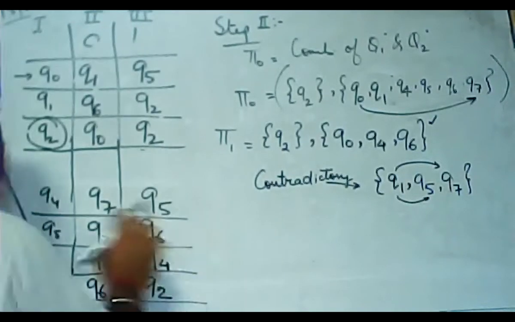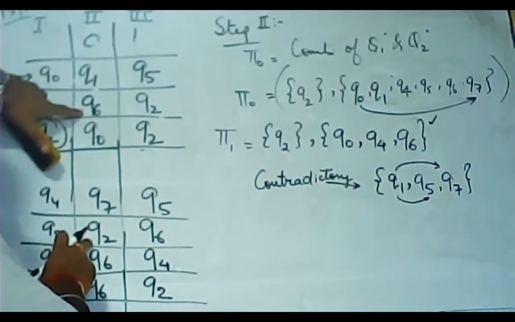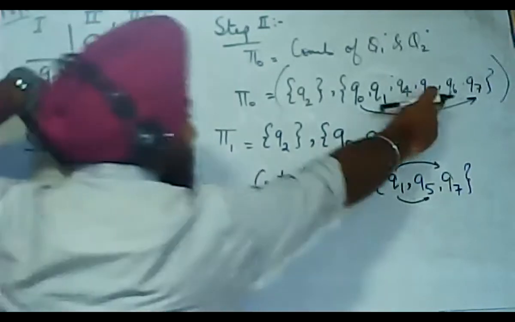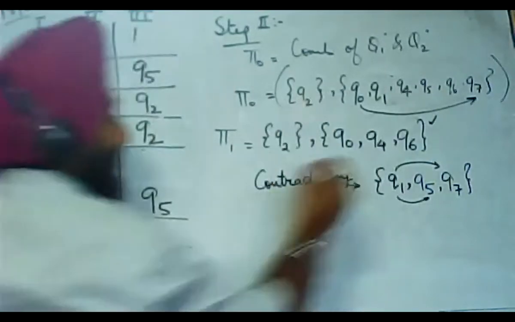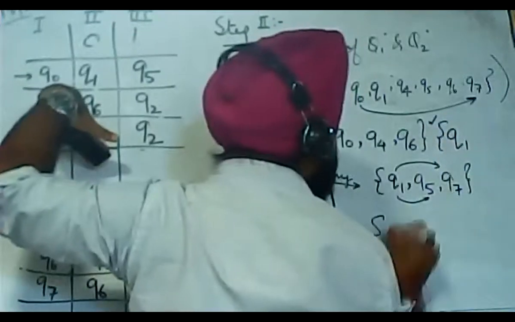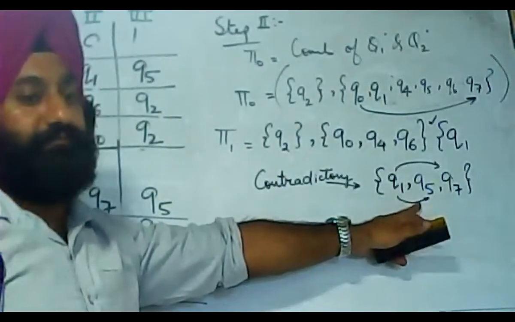So Q1, Q5. So here 6 and 2. 6 is here and 2 is here. Again, here you can write Q1 and Q6, Q5 will be written in separate set because it is contradictory.